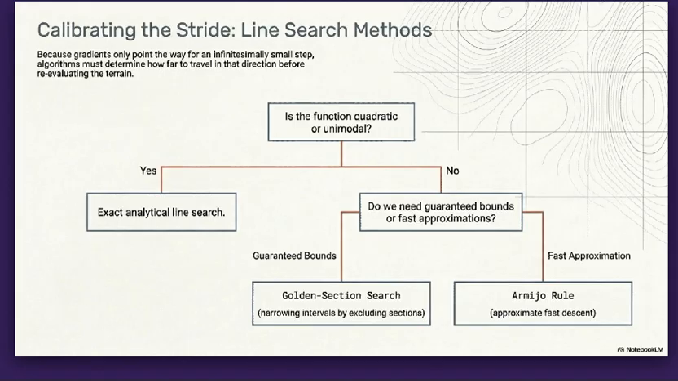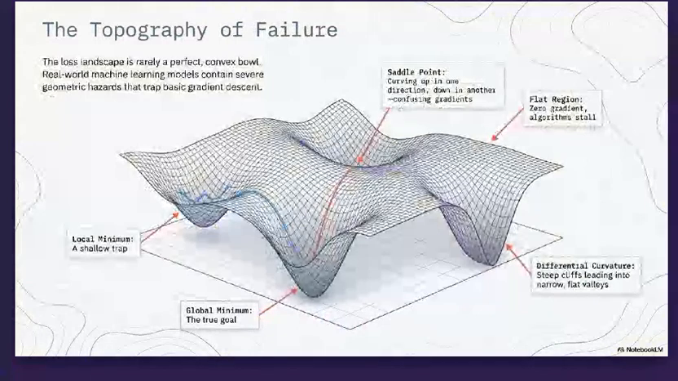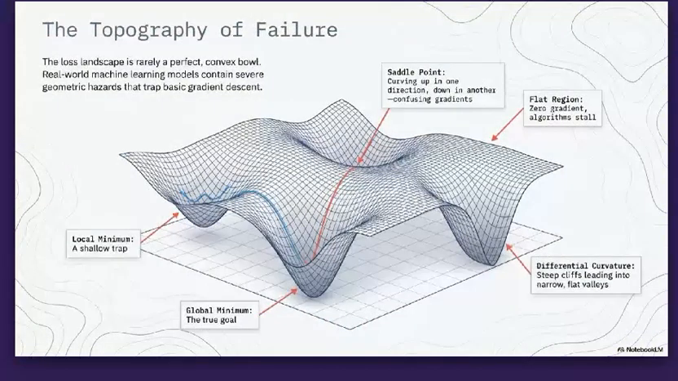Because we have our compass, we have our fast approximation stride length. We are aggressively stepping down the mountain. But Section 4 of the deck introduces the topography of failure. The geometric hazards. Right. It turns out relying purely on the current slope of the dirt under your boots is a fatal flaw when the landscape itself is actively trying to trap you. Basic gradient descent, calculating the slope, taking a step, recalculating it, assumes a relatively cooperative geometry. A nice smooth bowl. Right. But the loss landscape of a deep neural network is non-convex. It is riddled with geometric traps that exploit the exact mathematical rules the algorithm is following.